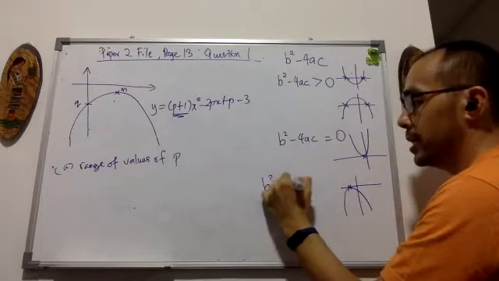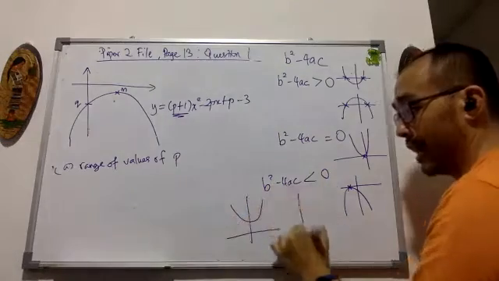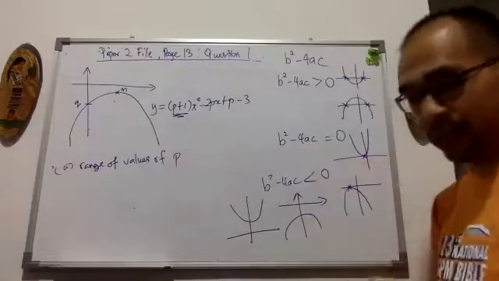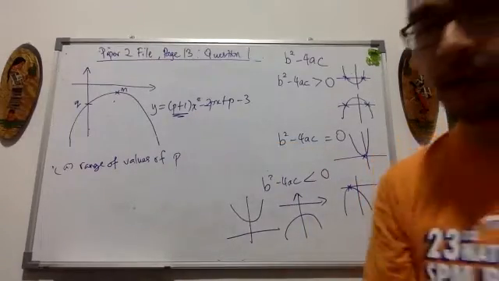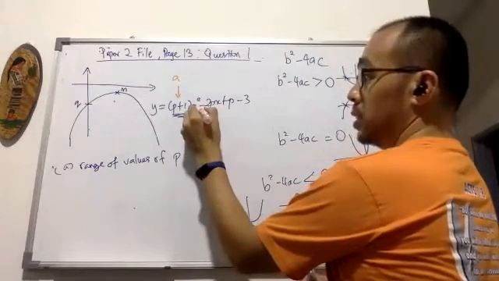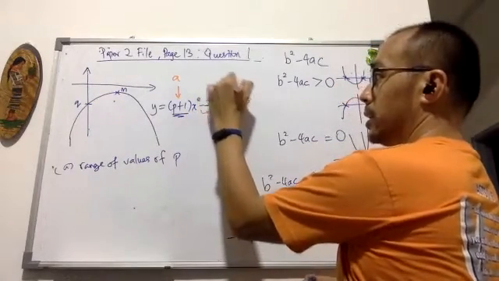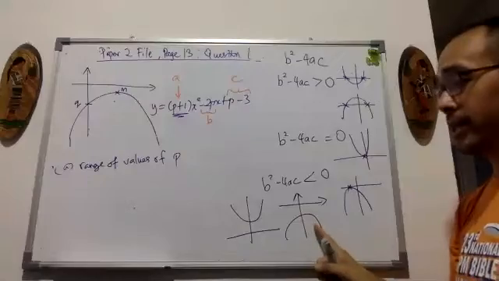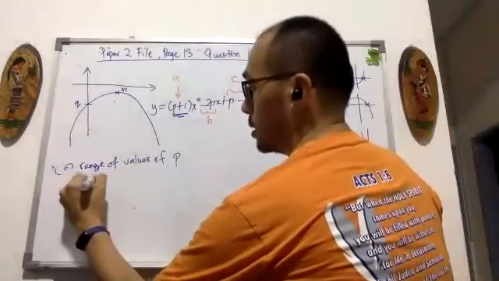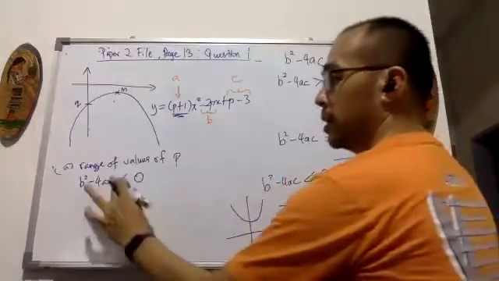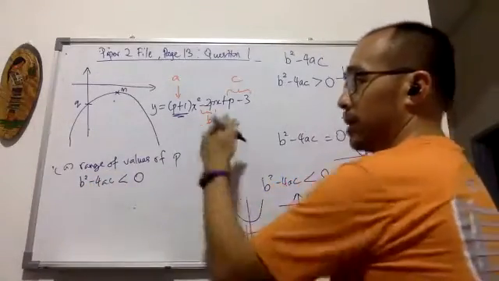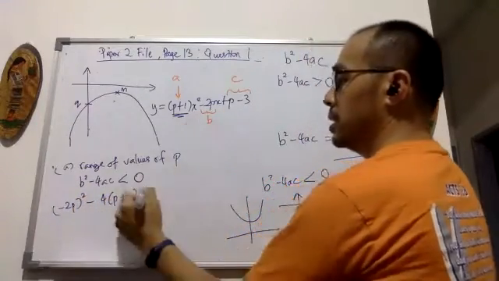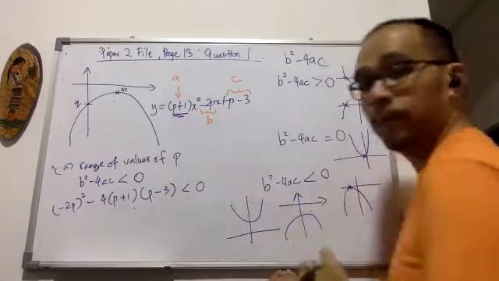But if b squared minus 4ac is less than 0, then you will have a graph that is hanging, which in our case is like this one. And since I can identify what is A, B, and C, this is A, this whole thing is B, and this whole thing is C. Because the graph from the diagram is a hanging graph like this, therefore I can say that b squared minus 4ac is less than 0. So my b squared is negative 2p, the whole thing squared, minus 4, p plus 1, times p minus 3 is less than 0.